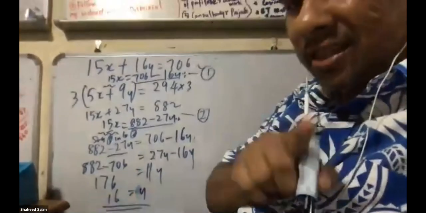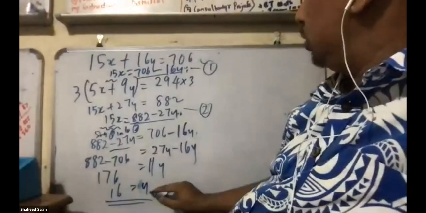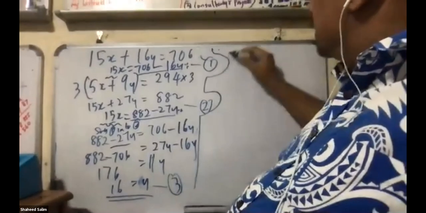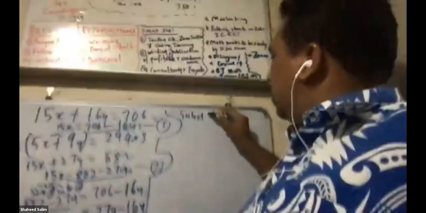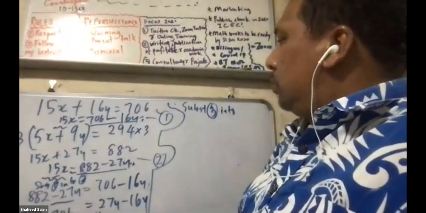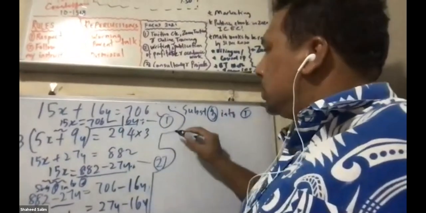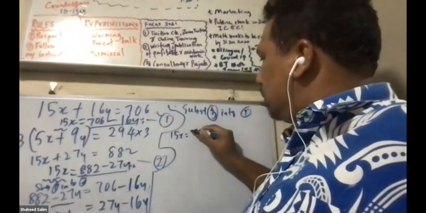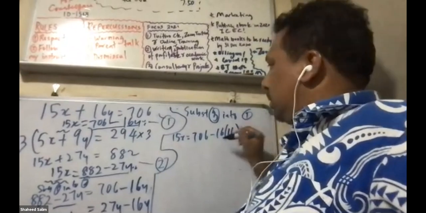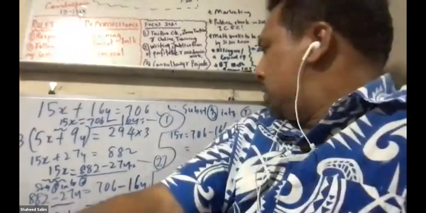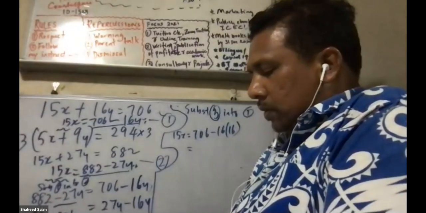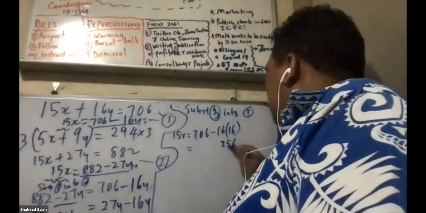So tiger prawns is $16 per kg. Substitute this. You can put down here, you want to call this number 3, no problem. Then substitute 3 into whichever you want, into, let's say, 1, doesn't matter. So you get 15x equals to 706 minus 16 times 16. So how much is that? 16 times 16, you get 256.